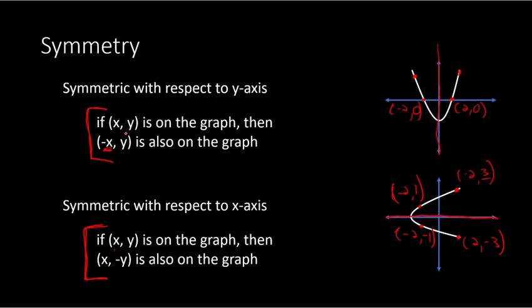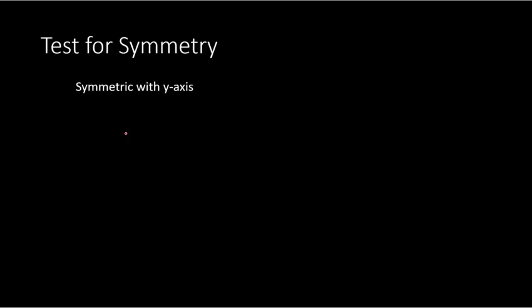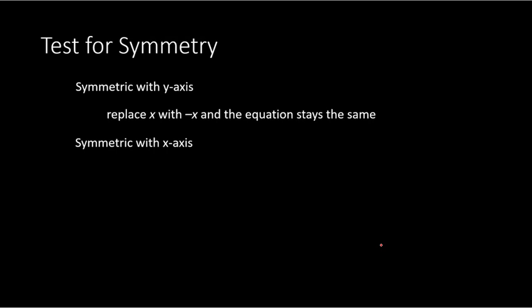To determine if something is symmetric with respect to the y-axis, you have to replace x with negative x. And once you do that, we have to see, is the equation going to stay the same? And then to determine if something is symmetric with respect to the x-axis, you replace y with negative y and see if the equation stays the same.